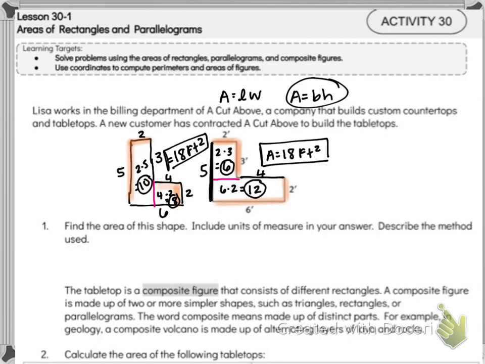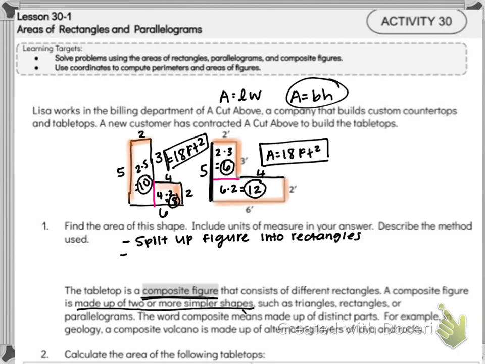All right, what we did to find the area of this, and this is called a composite figure. Now, a composite figure is just made up of two or more simpler shapes, okay? Now the first thing that we did was we split up our figure into simpler shapes. The simpler shapes that we used for this one were rectangles. So split up the figure into rectangles.